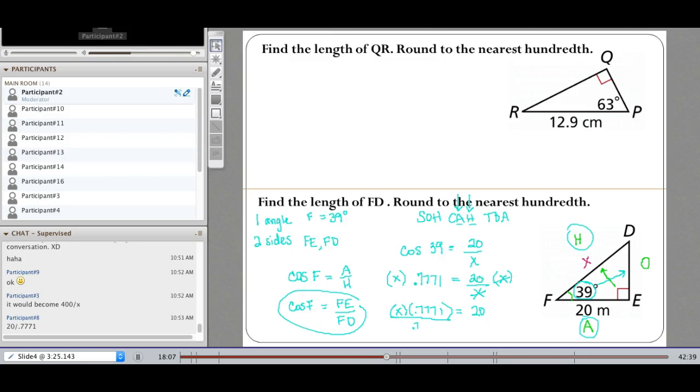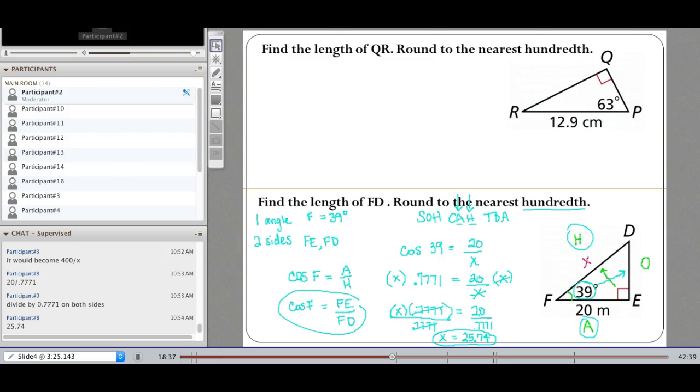Good, Stephanie. So you've got to divide by 0.7771 on both sides. Excellent. Okay. So I have x equals, and it's kind of surprising, but you get 25.74. And now, since this is our final step, this is x, it's okay to go ahead and round to the nearest hundredth. So that would be where I would leave my answer. Okay?